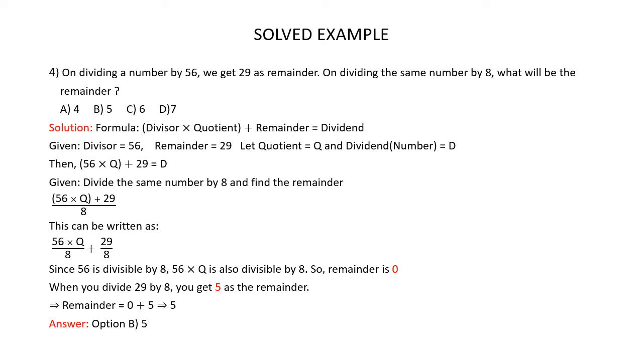Since 56 is divisible by 8, 56Q also is divisible by 8. When you divide 56Q by 8, you get the remainder as 0. When you divide 29 by 8, you get 5 as the remainder. So finally, the remainder is equal to 0 plus 5, which is nothing but 5. So the correct answer is option B, 5.